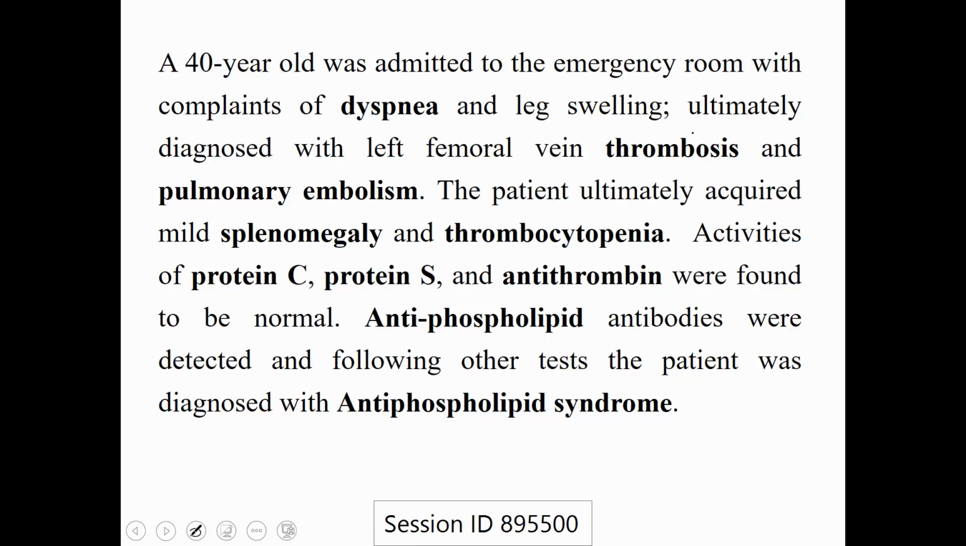Okay? Activities of protein C, protein S, and antithrombin were found to be normal. We'll talk more about that in the coagulation lecture in biochemistry. Antiphospholipid antibodies were detected, and following other tests, the patient was diagnosed with antiphospholipid syndrome.